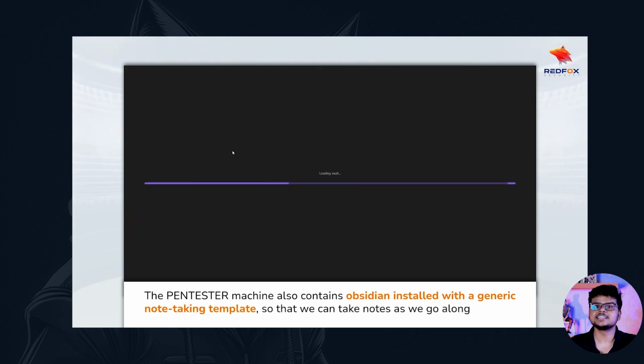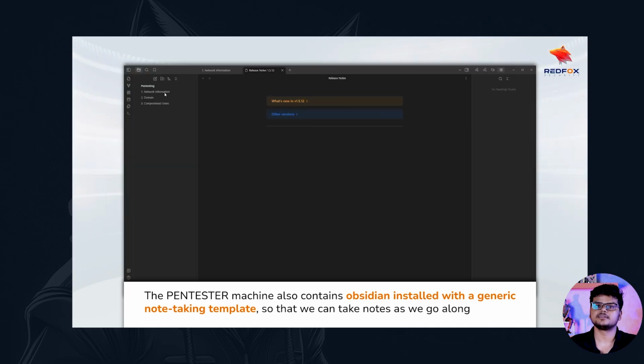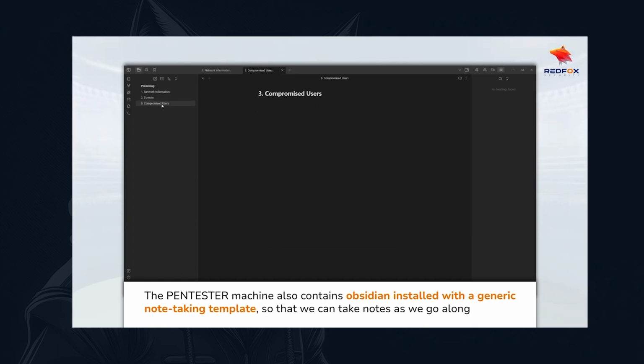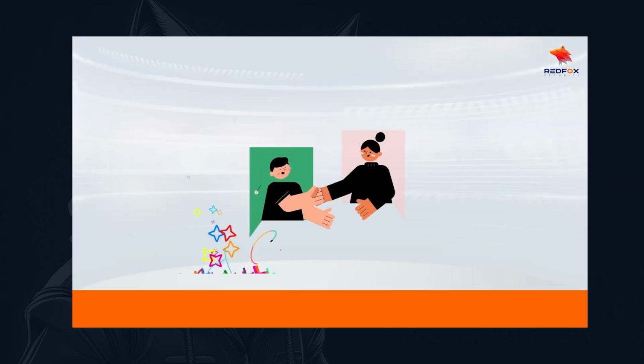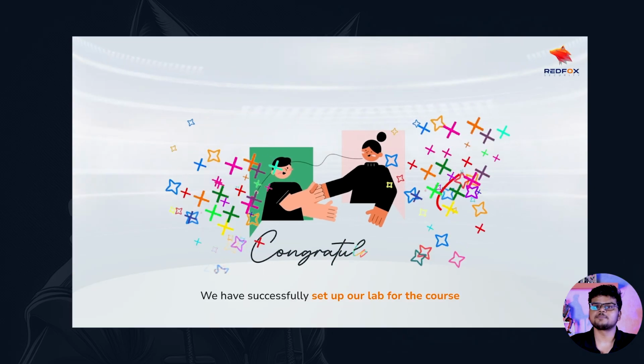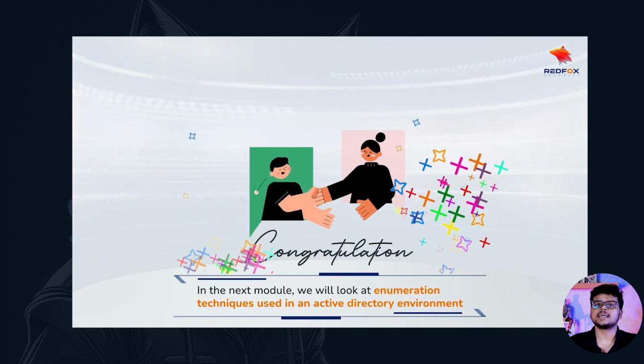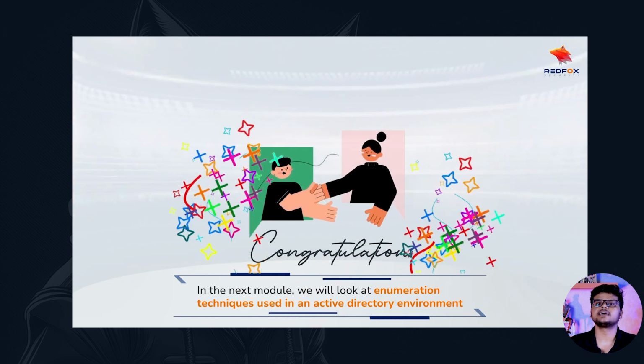The Pentester machine also contains Obsidian installed with a generic note-taking template so that we can take notes as we go along. We have successfully set up our lab for the course. In the next module, we will look at enumeration techniques used in Active Directory environments.